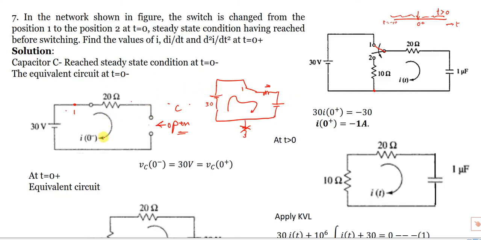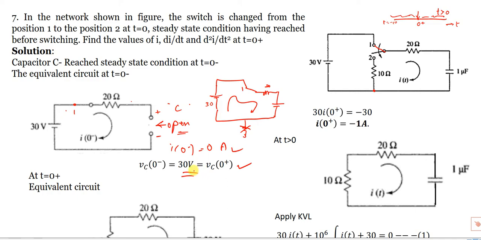Now what is i of 0 minus that you have to find out. Since the capacitor is acting as an open circuit, i of 0 minus is 0 amps. The capacitor reaches the maximum of 30 volts, and after that steady state is reached and it acts as an open circuit. If you keep the multimeter positive here and negative here, it reads 30 volts. The voltage across the capacitor is 30 volts. You can also tell indirectly that the capacitor will fully charge to 30 volts.